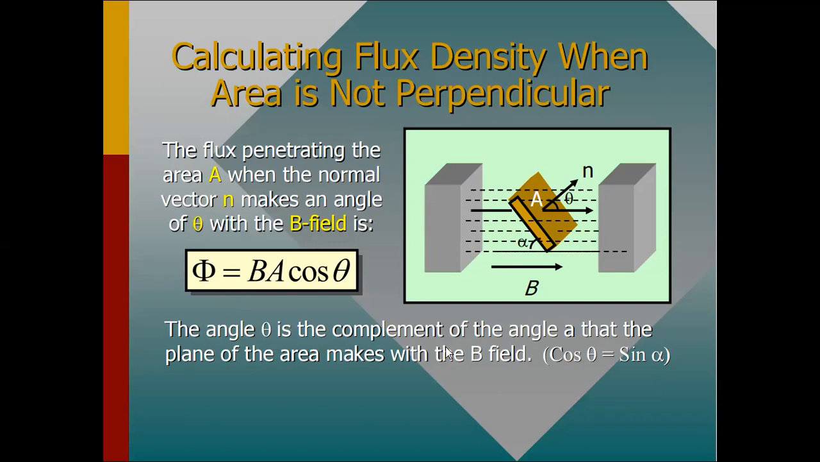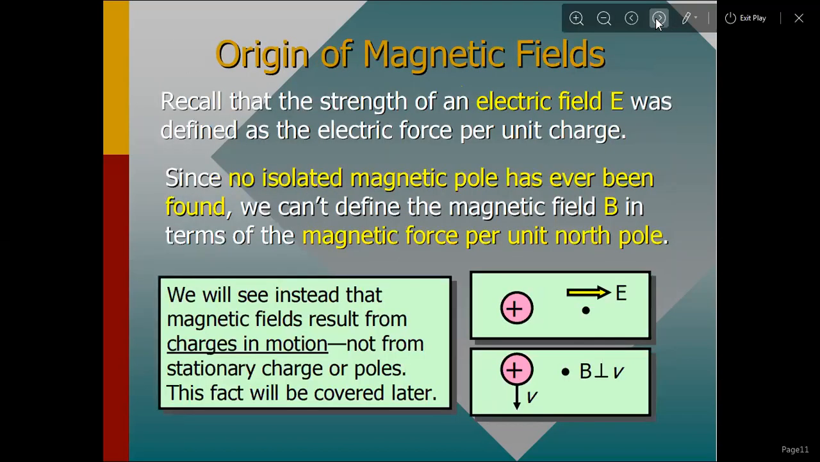The angle theta is the complement of the angle A that the plane of the area makes with the field B. So in that case, we can also use this negligible angle. That means cos theta equals sine theta. Now, origin of magnetic field.